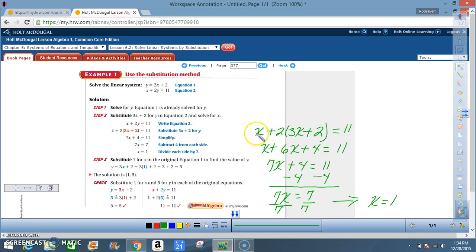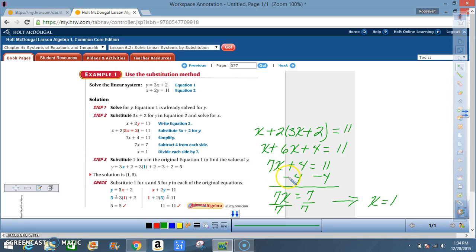Now for those who need to see that, x + 2 times (3x + 2) = 11. We use our distributive property. 2 times 3x is 6x. 2 times 2 is 4. x + 6x is 7x. Bring the 4 down. Bring the equal sign down. Bring down the 11. Since we're solving for x, we want to get that 7x by itself first.